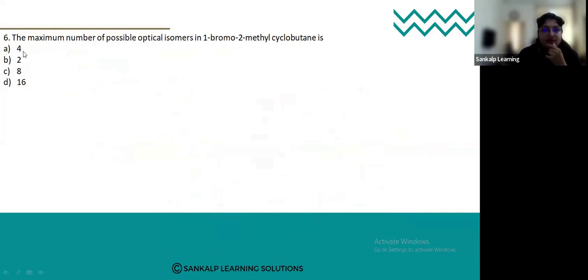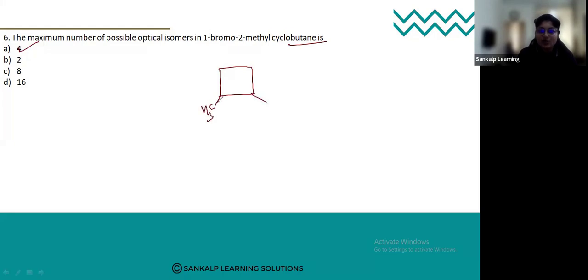So next question, a similar question where you can write the structure. You have to calculate the optical isomers. The compound is 1-bromo-2-methyl cyclobutane. The maximum number of possible optical isomers in 1-bromo-2-methyl cyclobutane is. Your answer should be 4. I'll give you the structure; you have to get the option answer as 4.